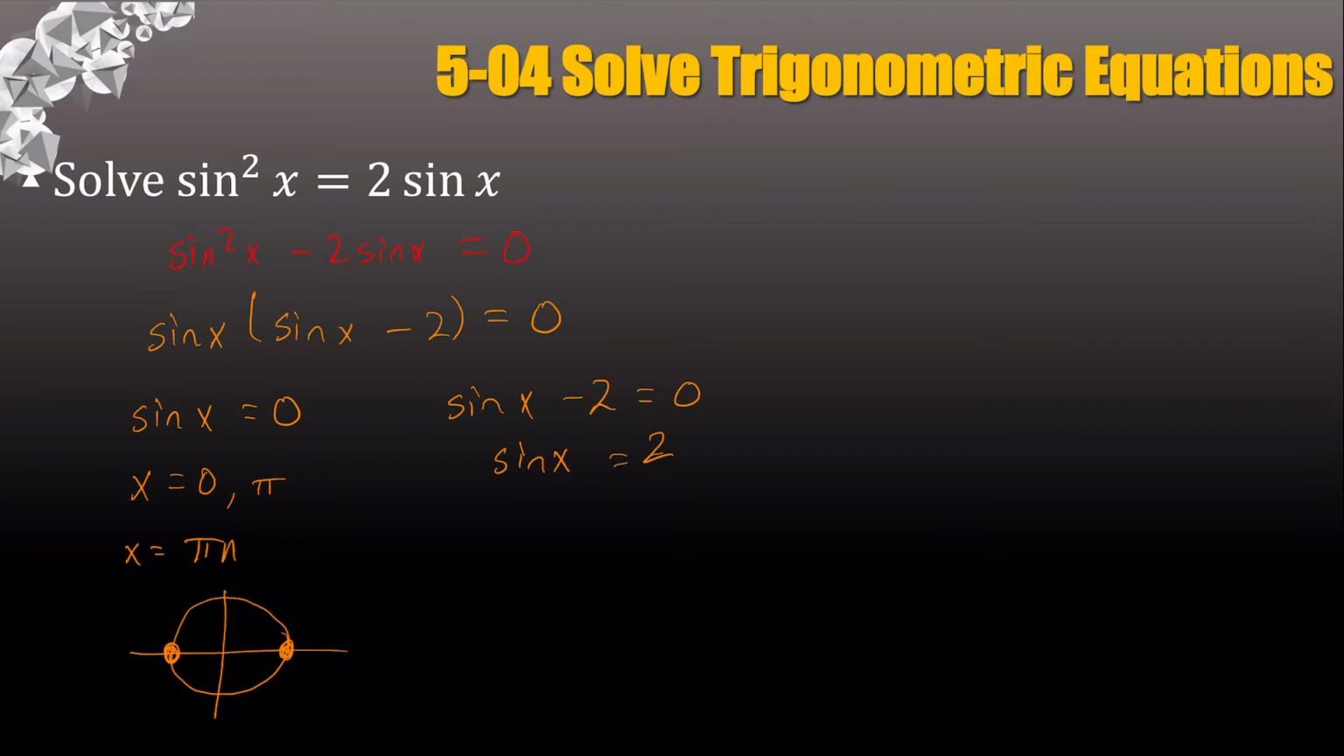Our other one here, sine of x equals 2. When does sine of x equal 2? Well, on the unit circle, the radius is 1, not 2. So this is never. No solution there. So our answers are just multiples of pi.